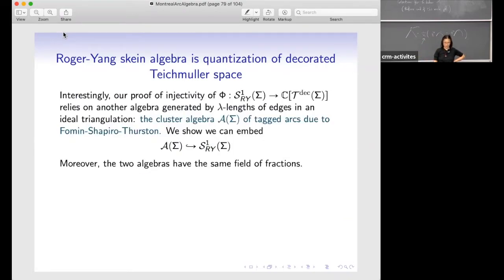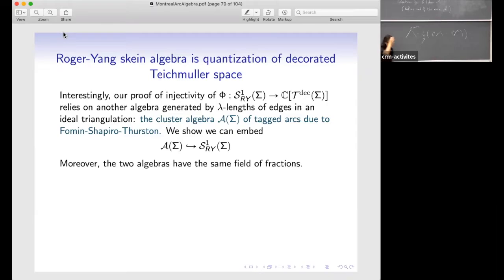The proof that we use is perhaps interesting for the algebraists. We showed injectivity by appealing to a different algebra based on decorated Teichmuller space. We based it on the cluster algebra of the surface. Because the cluster algebra of the surface has nice properties, we compare the Roger-Yang algebra with q equals 1, which is also commutative, with the cluster algebra and show that they're compatible. And because they're compatible, we could show that phi is injective.